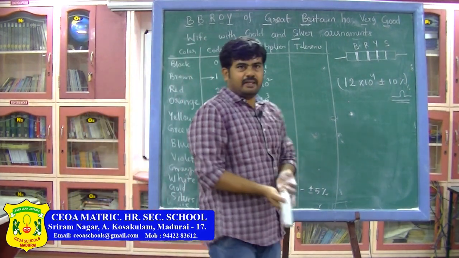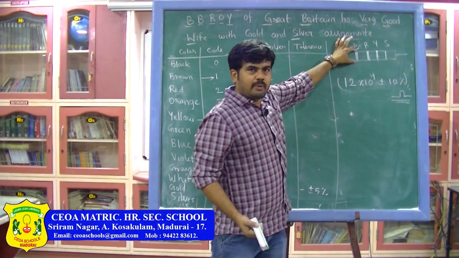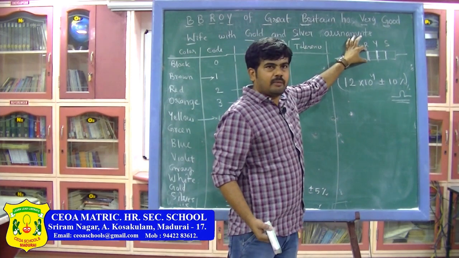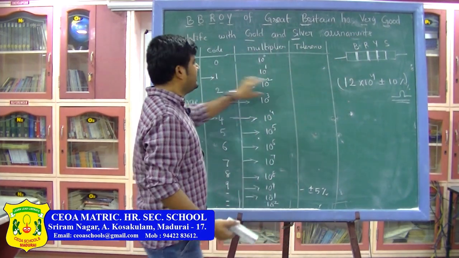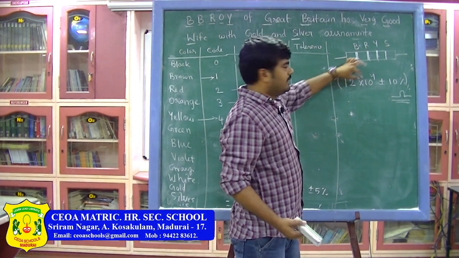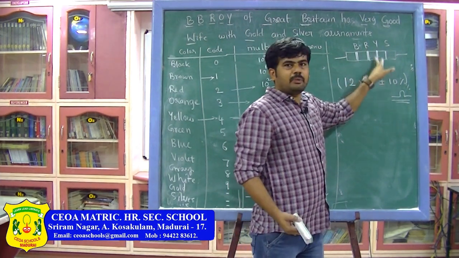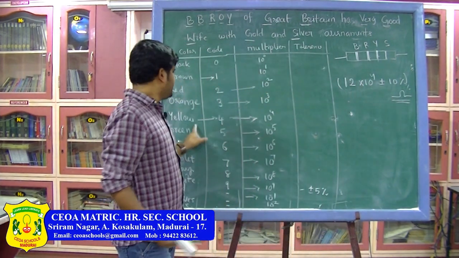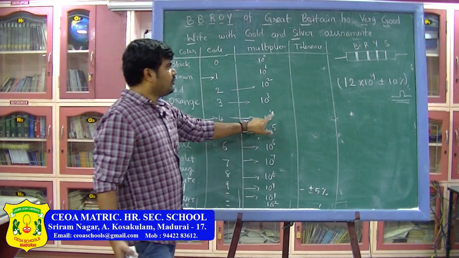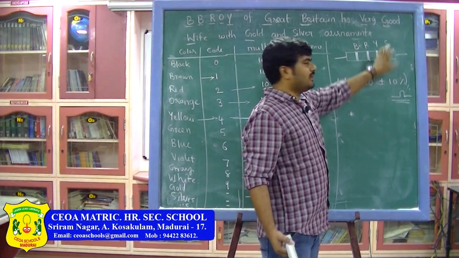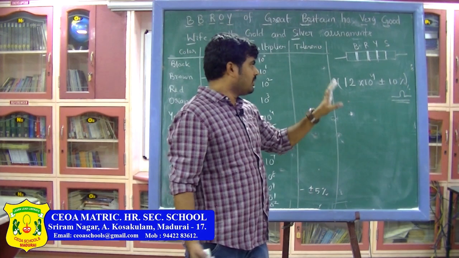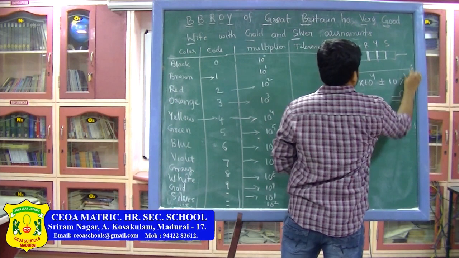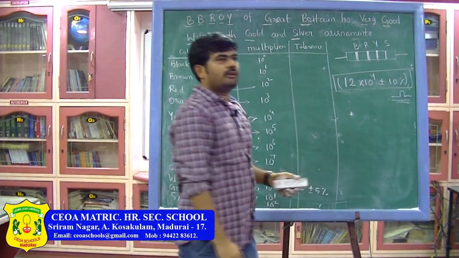Let me explain once again. The first band, the brown band, has code 1, so write 1. The second band, red, has code 2, so write 2. So 12 into, then the third color indicates the multiplier. For the third color, yellow, the multiplier is 10 power 4. So 12 into 10 power 4, whereas the fourth color is silver, so the tolerance value is plus or minus 10%. This is how you can calculate the resistance of carbon resistors using color codes.